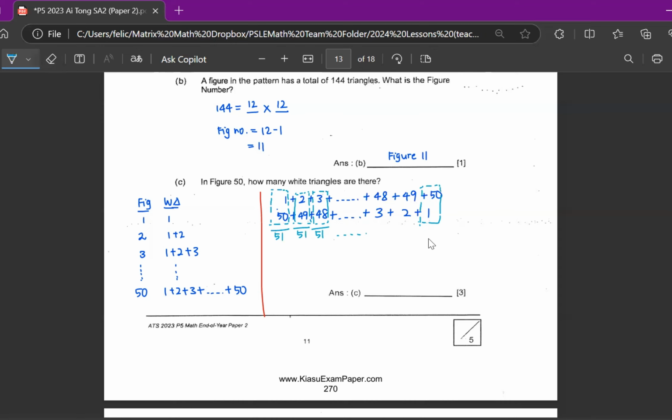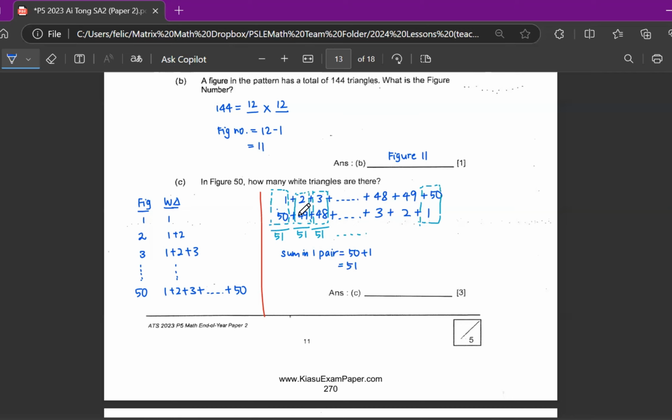Now I need to think how many 51s are added throughout. Sorry, let's do the first step first. We need to write all the steps to be awarded marks. So we can say sum in one pair of numbers. One pair is the light blue box that I've boxed up. Just choose any pair. You can use 50 and 1, or 49 and 2, it's up to you. I'll just choose 50 and 1. So the sum in one pair is 51, which I've listed down here.